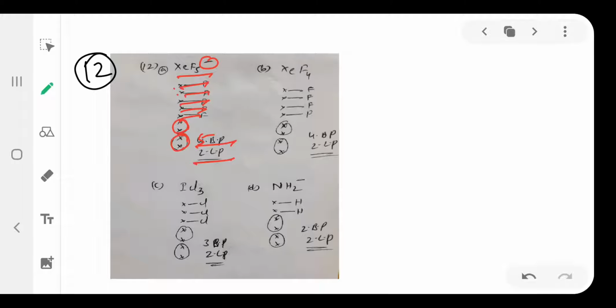Here xenon has 8 electrons: 1, 2, 3, 4, 5, 6, 7, 8. Out of 8, 4 electrons form bonds with fluorine. The remaining 4 electrons form the lone pairs. So it also has 2 lone pairs, 4 bond pairs.